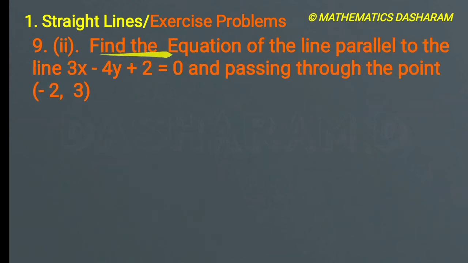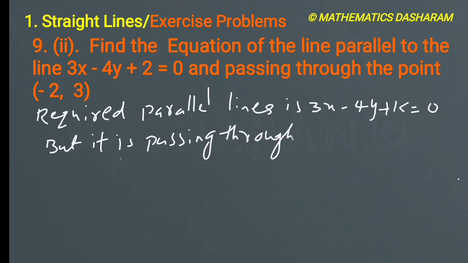Second question is, find the equation of the line parallel to the line 3x minus 4y plus 2 equals 0 and passing through the point minus 2 comma 3. The required parallel line is 3x minus 4y plus k equals 0 and it is passing through the point minus 2 comma 3. So then substitute x equals minus 2 and y equals 3.